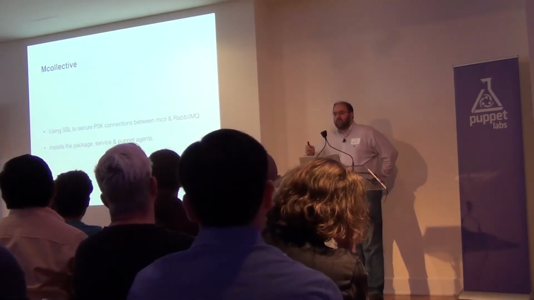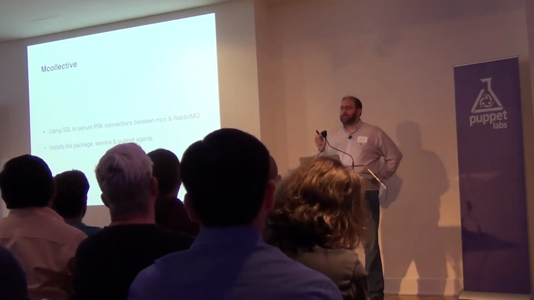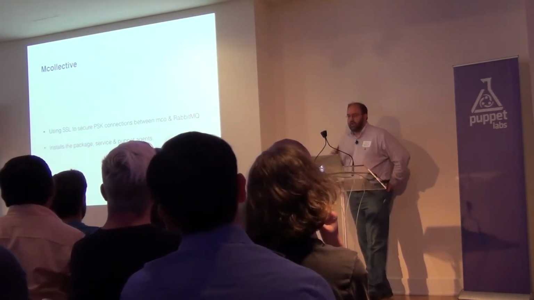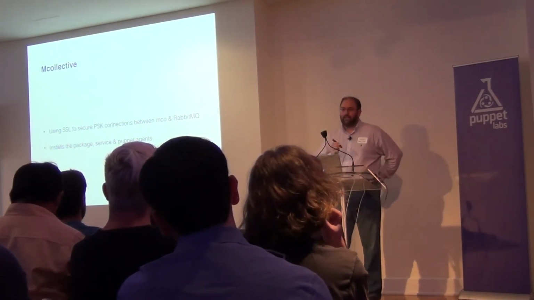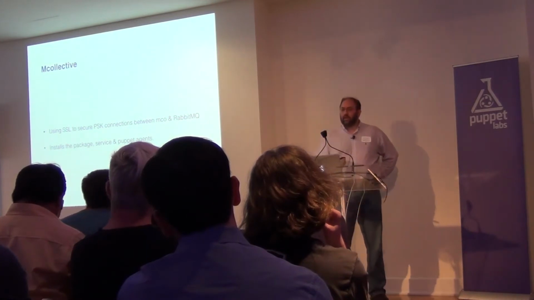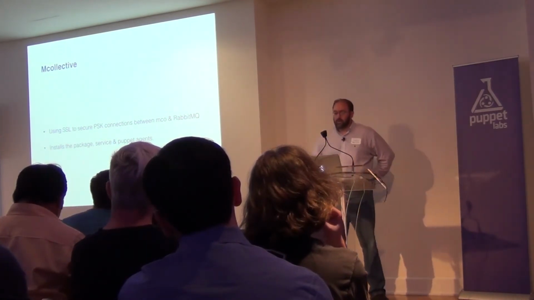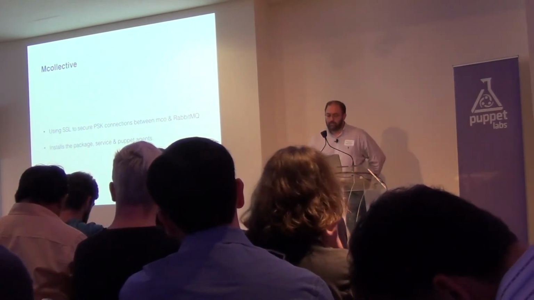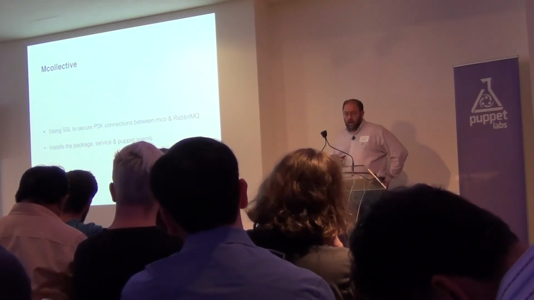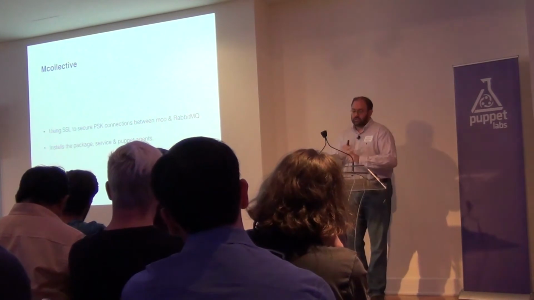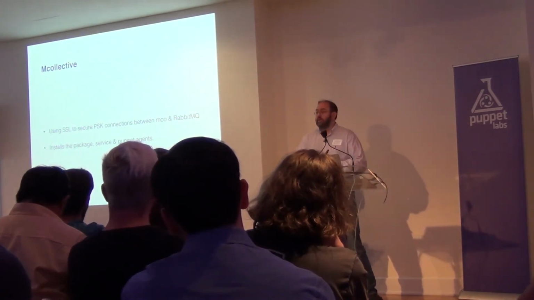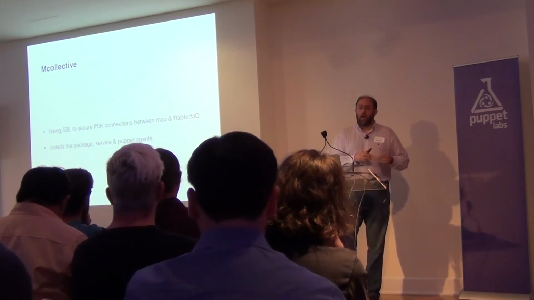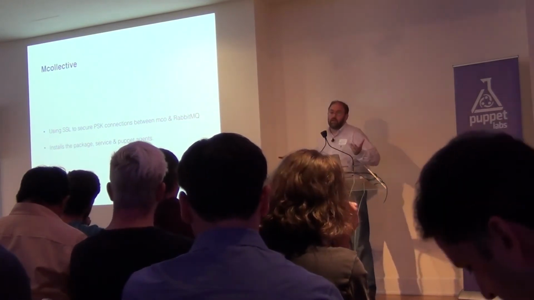mcollective. The typical Puppet Labs mcollective module defaults to a pre-shared key with no SSL. I decided that really wasn't a particularly effective way of doing it for y'all, so you might want to actually have SSL on the actual connections to RabbitMQ. So I actually set that up. It installs the package, the service, and the Puppet agents, which allow you to manage, similar to live management stuff, packages, services, and data.